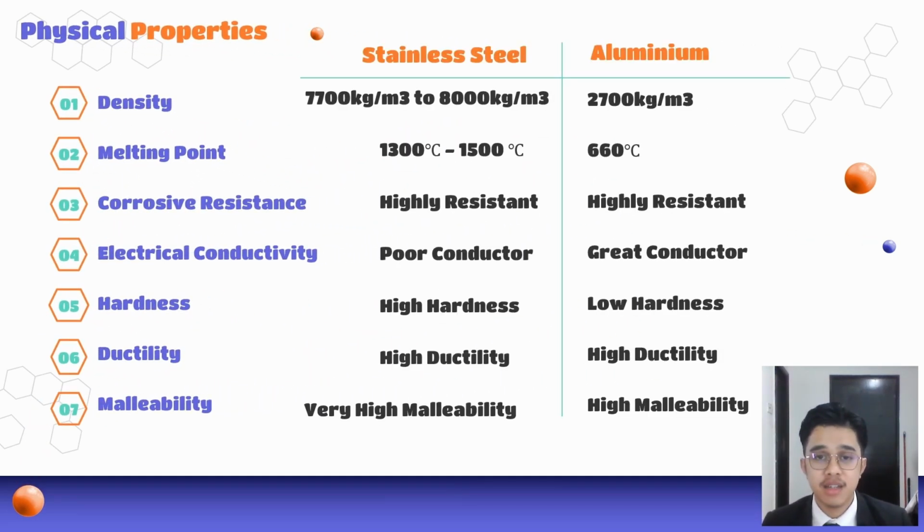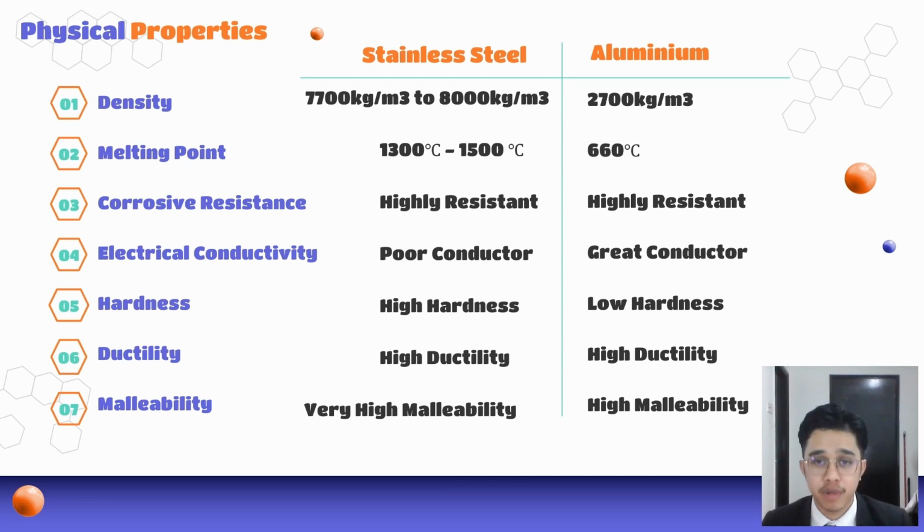For the density of a stainless steel, which is at 7,700 kg per meter cube to 8,000 kilogram per meter cube, which is denser compared to most metal, which make it preferable for various applications. For the aluminium, which is at 2,700 kg per meter cube, which make it lightweight. Therefore, it is flexible and desirable for many industries.